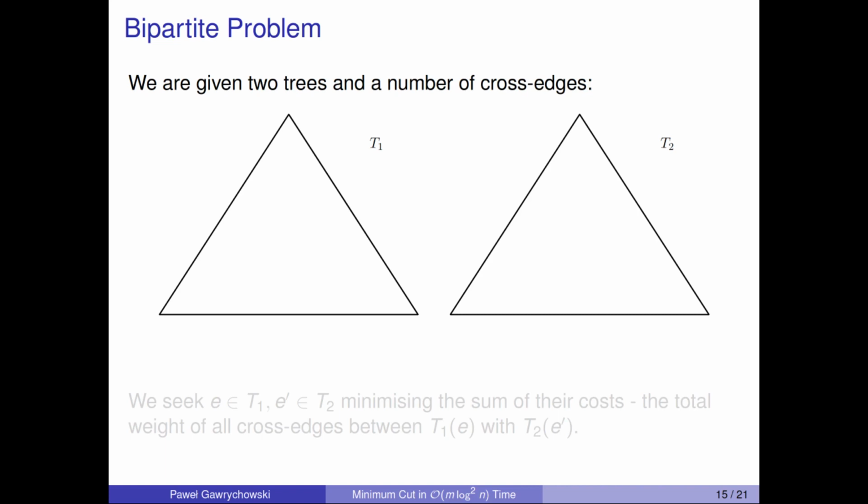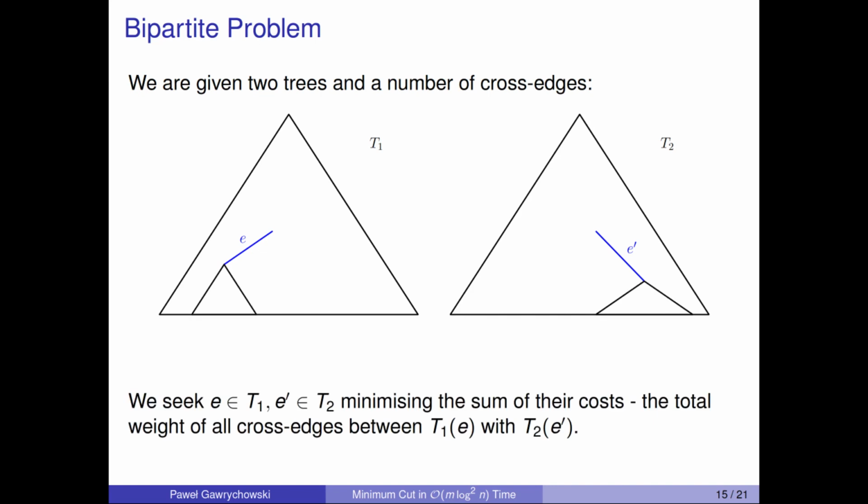Okay, so now I have to define this new problem. We call it the Bipartite problem. We are given 2 trees and a number of cross edges that connect nodes with different trees. The goal is to find edges E and E prime that minimize the sum of the costs, so each edge has a cost, minus the total weight of all cross edges connecting the subtree of E with the subtree of E prime, so those green edges.